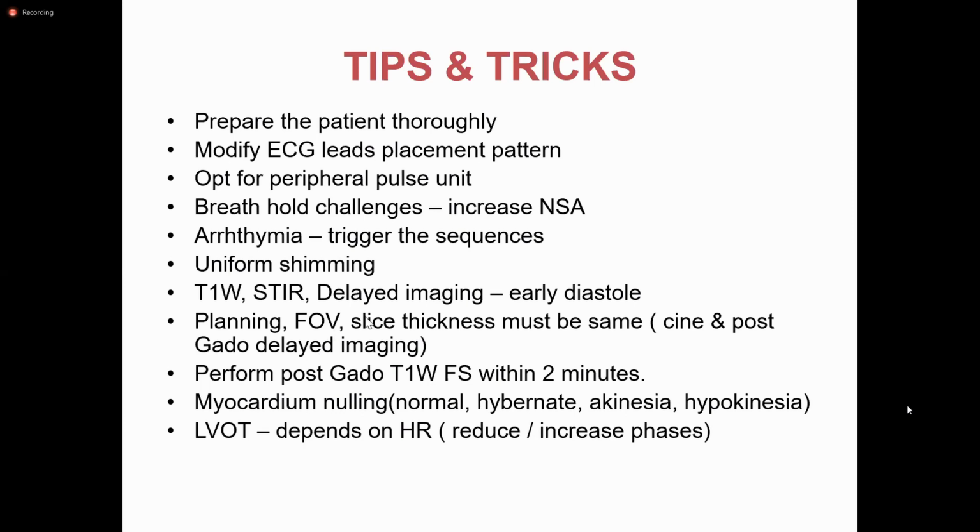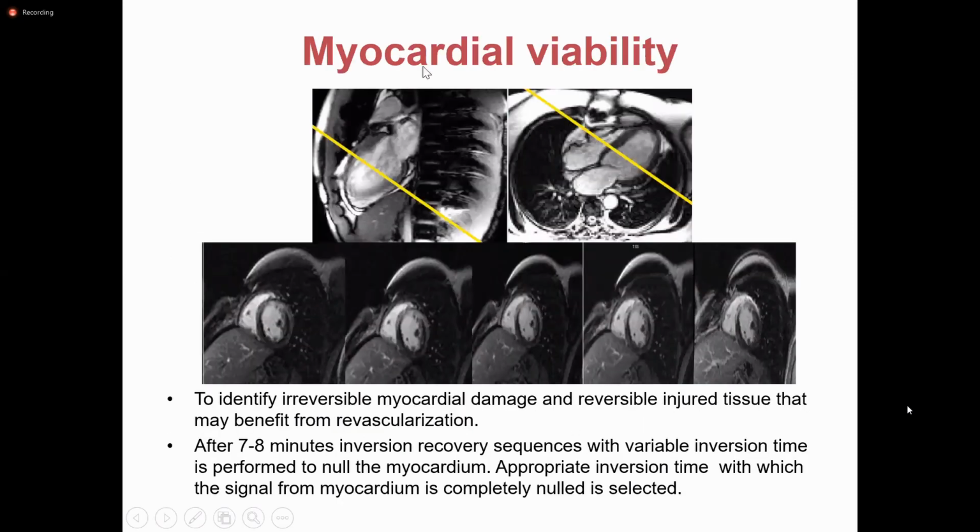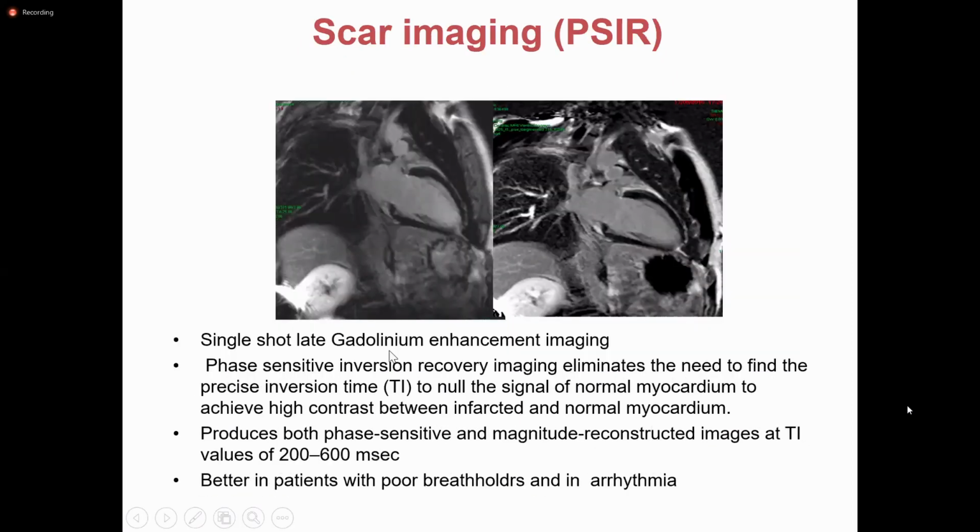Okay, and when it comes to post contrast myocardial viability, you need to choose the appropriate TI where the myocardium signal is nulled completely. So you need to do it by varying the TI in steps of about 10 milliseconds: 150, 170, 180. But if you have PSIR imaging, then you can easily go for that, because it gives you the TI scouts and different TIs. You can choose the correct TI there.